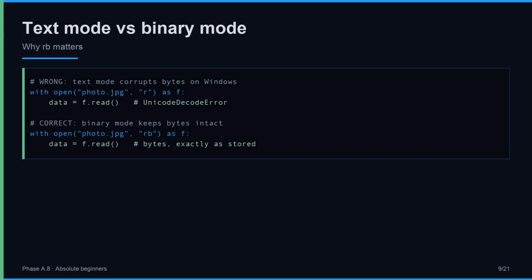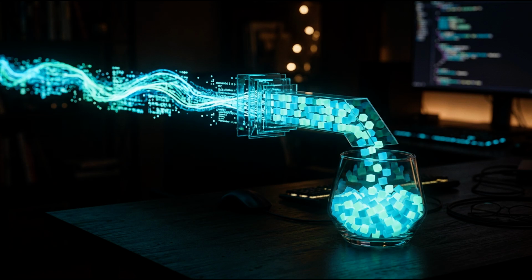Always use read binary mode when hashing. Text mode, plain lowercase r, tries to decode the file as text, which fails on photos, zips, or any binary data. Worse, on Windows text mode silently translates newlines, which changes the bytes and produces a different hash from the same file. Read binary skips all translation. You get the raw bytes exactly as they are on disk, which is what hashing needs. You cannot load a 10 GB file into memory all at once. You read it in small chunks, hashing as you go.